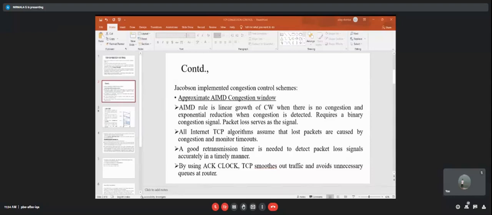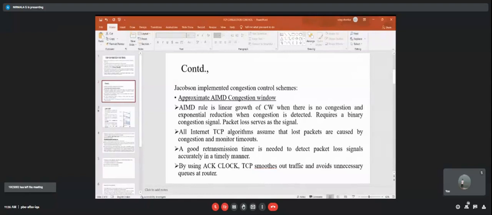So with the congestion control mechanism with respect to the AIMD rule, you need to consider the parameter of congestion window, which indicates whether there is a congestion or not by increasing or decreasing its value. Whenever there is a linear increase in the congestion window value, it indicates there is no congestion. Whenever there is a decrease, it indicates congestion. Okay, so next we have the slow start mechanism.